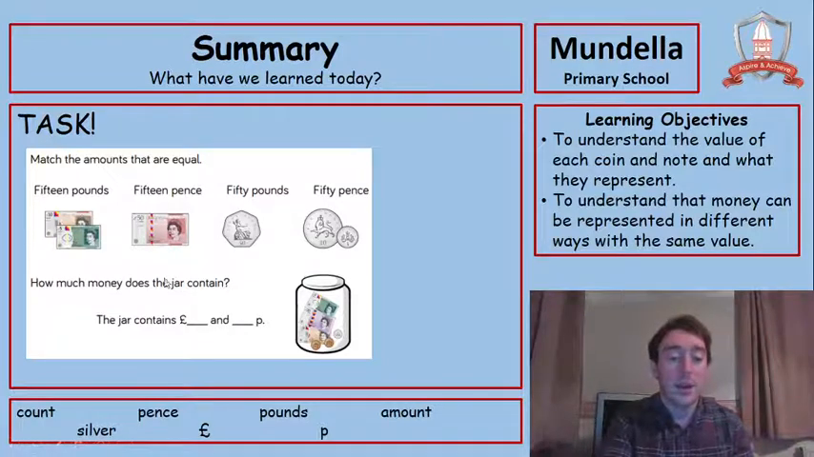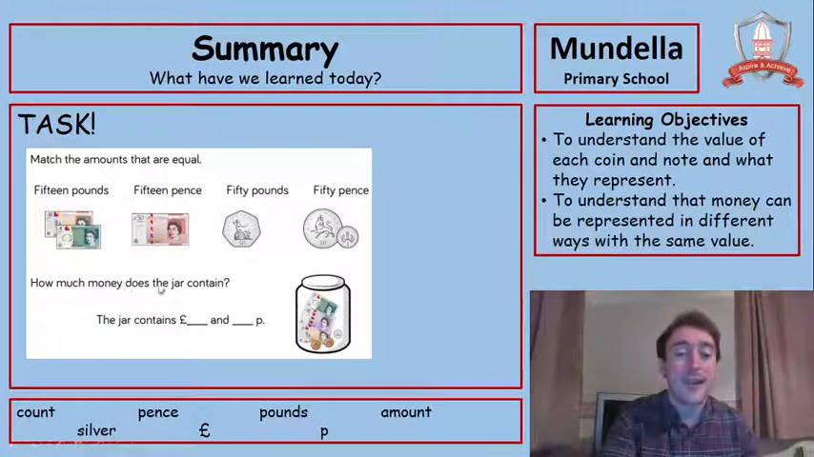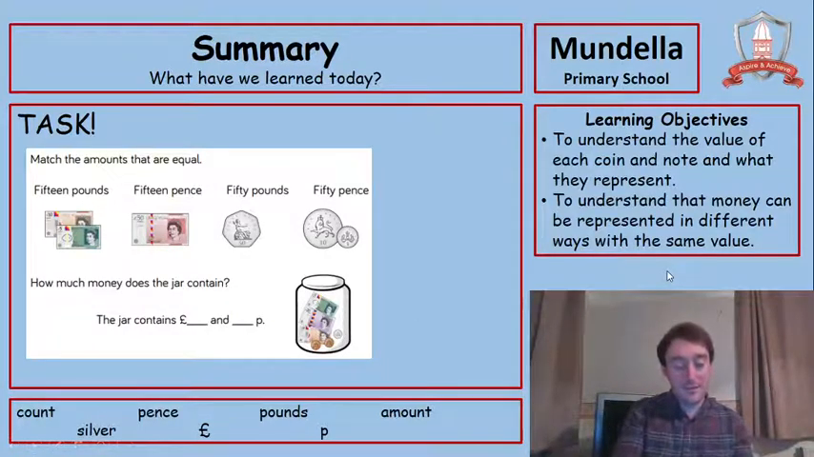And then finally, what I would like you to write in your book is how much money does the jar contain. So we've got different notes and coins in here, and I would like you to write down the sentence, the jar contains pounds and pence.